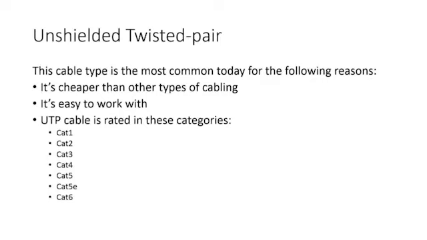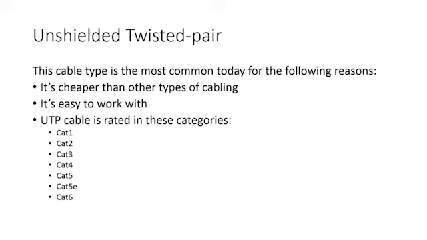Now that unshielded twisted pair, like I said, I think it is the most common today. It's cheaper, all right? It is easy to work with, and we do have different categories: 1, 2, 3, 4, 5, 5E, and 6. Now you're probably not going to see 1 through 4. 3 was somewhat popular maybe 15 years ago, 20 years ago, because it was the standard. It's outdated now.